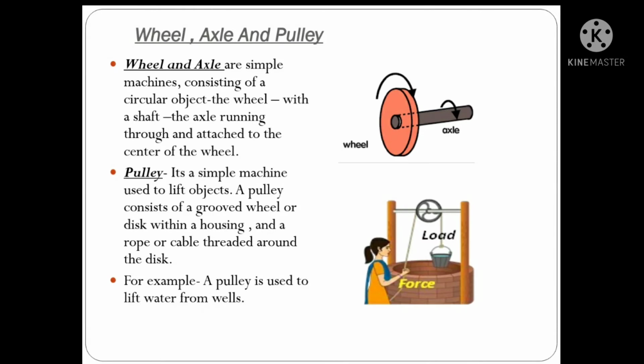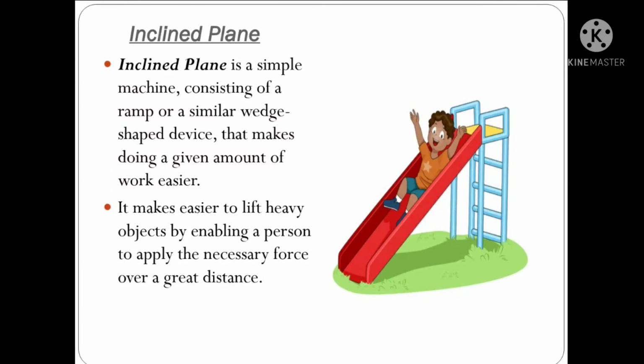Pulley. It's a simple machine used to lift objects. A pulley consists of a grooved wheel or disc within a housing and a rope or cable threaded around the disc. For example, a pulley is used to lift water from wells.